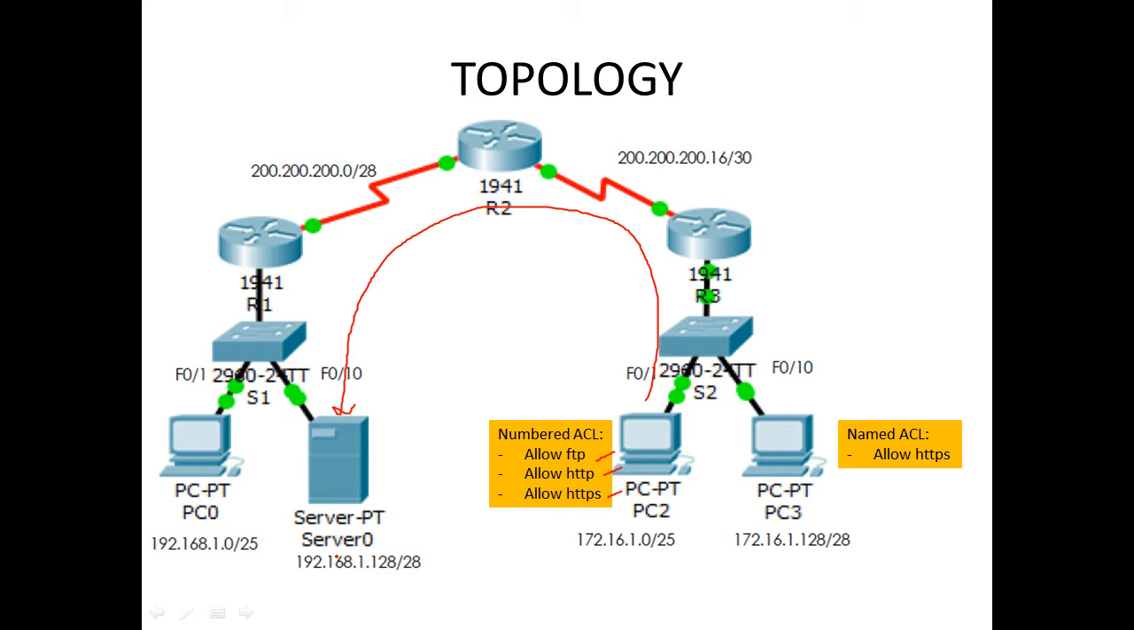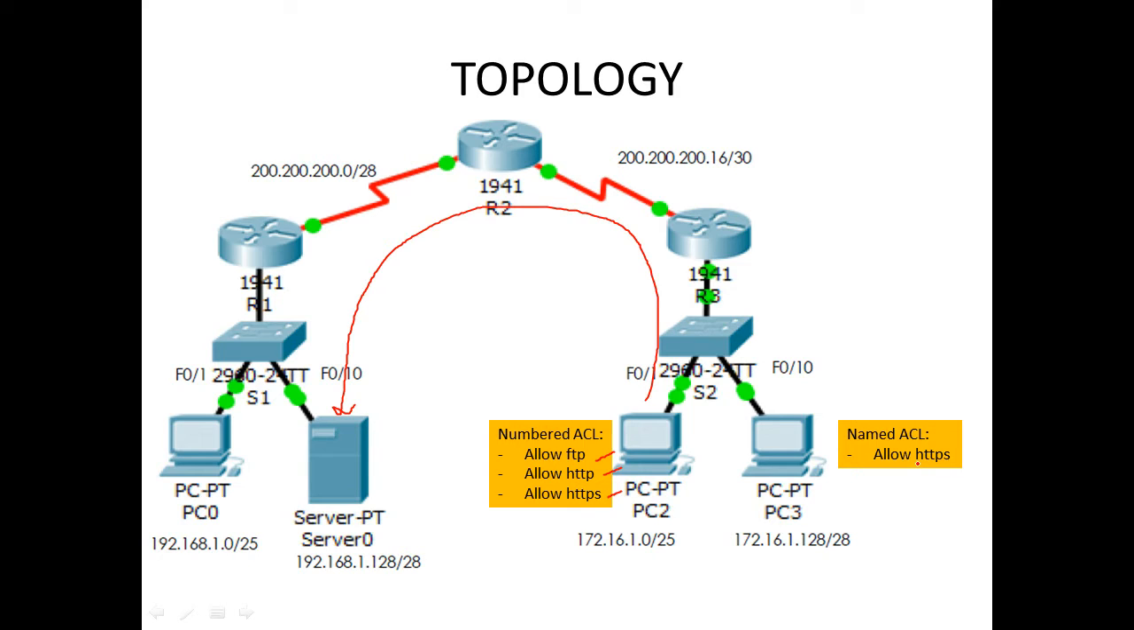And in the next part, we will learn how to configure a named ACL for network 172.16.1.128, and we will only allow HTTPS connection to server 0. The rest of the traffic will be denied.